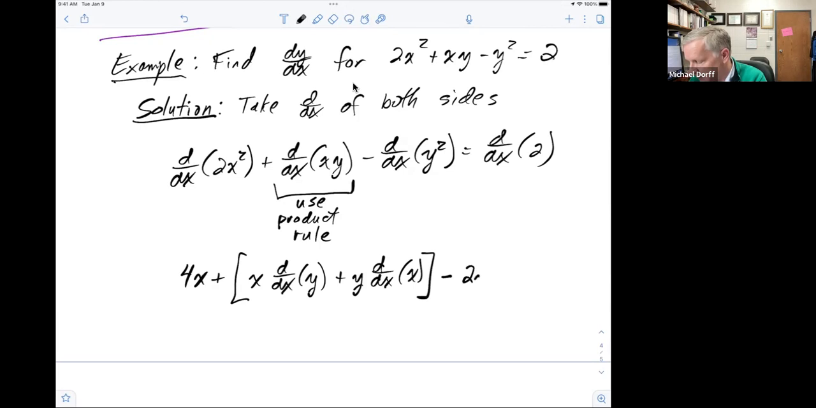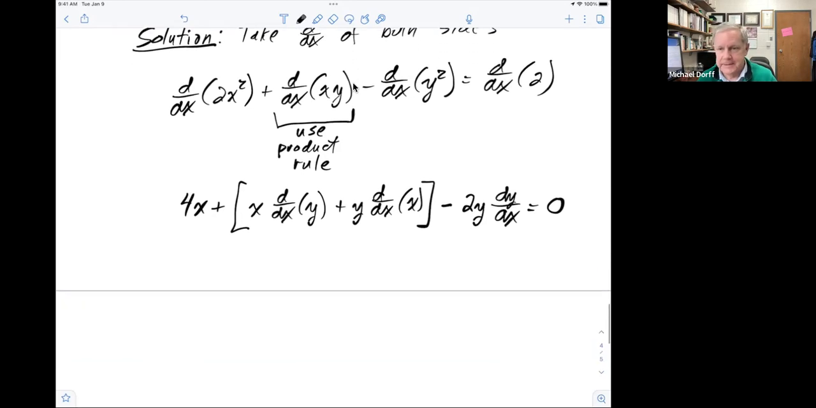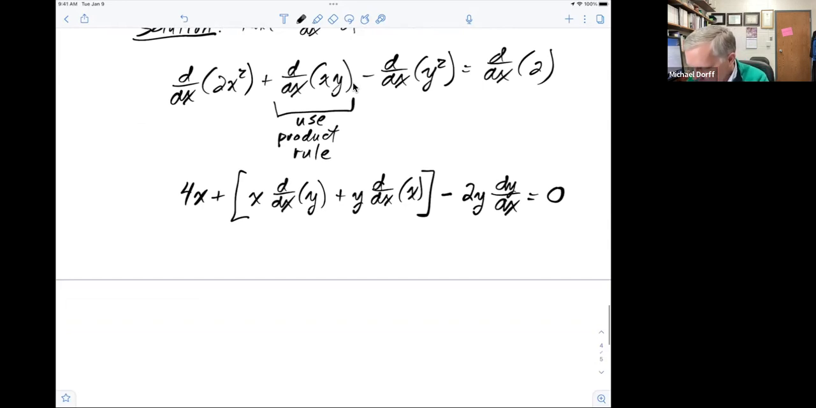That's, by the power rule, going to be 2y, and I'll have a dy/dx. And then on the right side, we have 0. Often you'll find on many of these problems, on the homework or in examples like this, that you do get a 0 on one of the sides because I'll have it as a constant. Okay, now finishing the product rule here, we're going to have x.